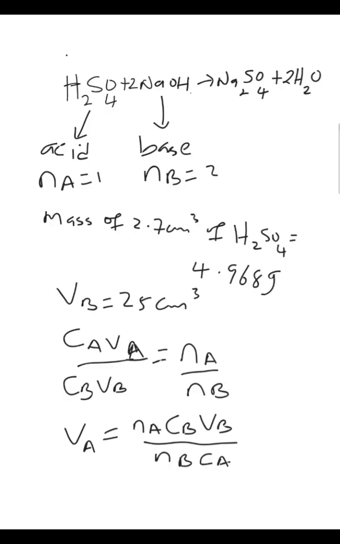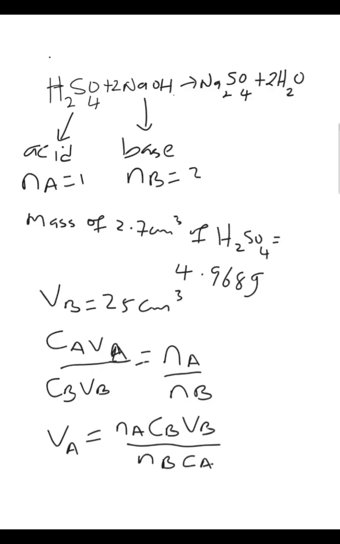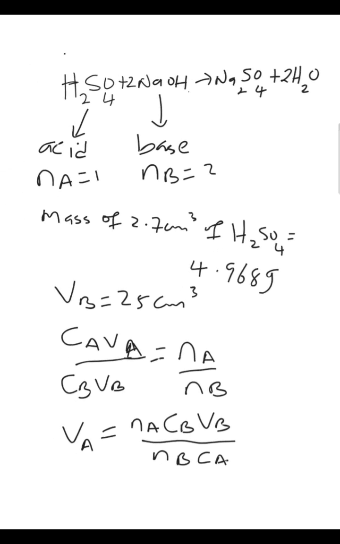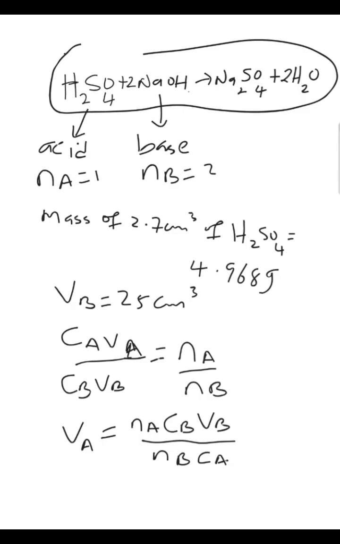Okay, now let's go. The first thing you need to know is how the balanced equation will look. For this titration between sulfuric acid and sodium hydroxide, your balanced equation is this. What I'm showing here is your balanced equation. That is how your balanced equation is going to be.